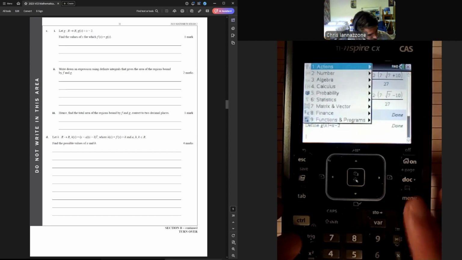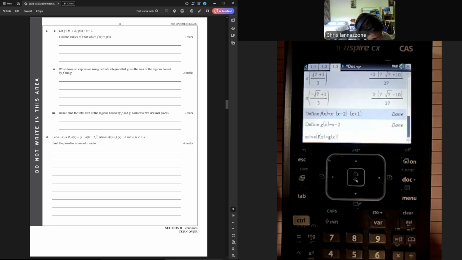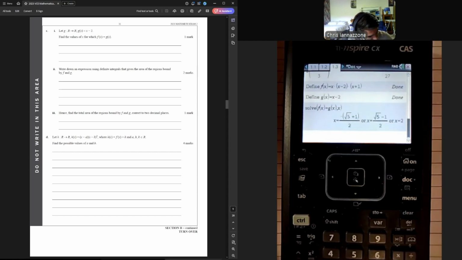All we would do from here is simply put it in a solve. Where does f of x equal g of x, comma x? And there's our answers. Plus minus square root of 5 with the plus a half as well, and the x equals 2. You just write all those answers down, and that becomes your answer to part CI.